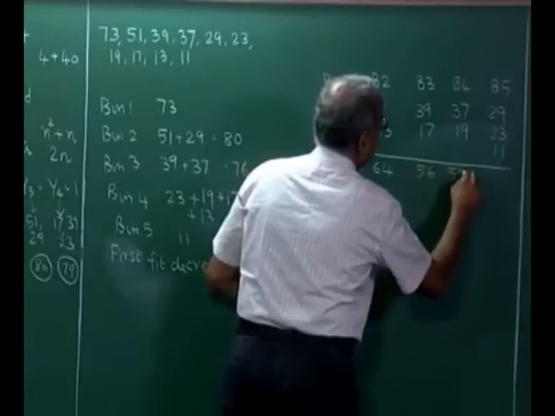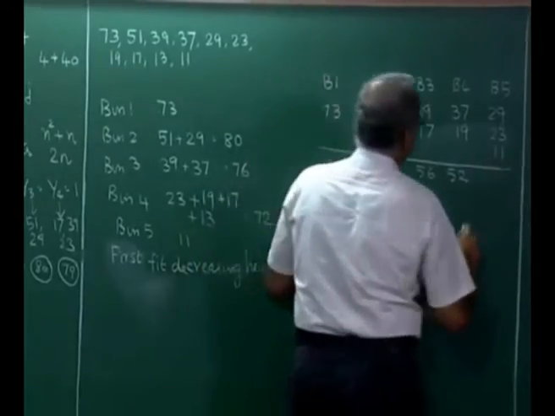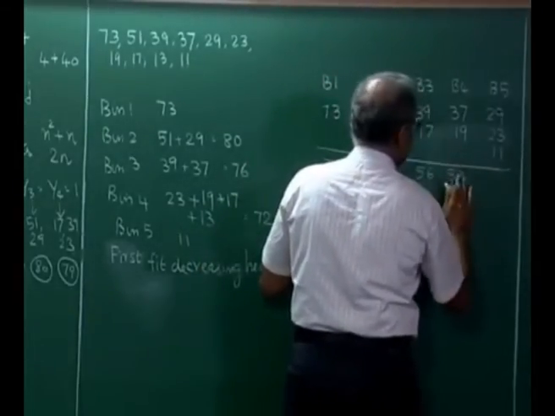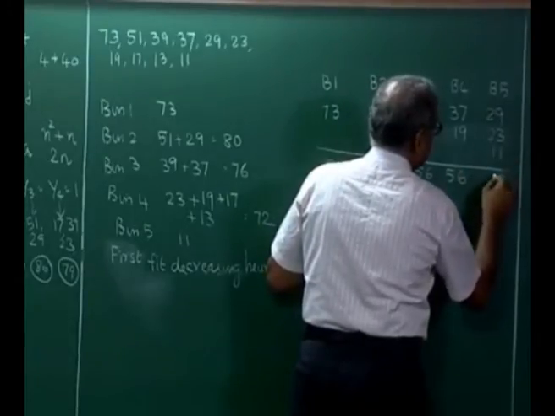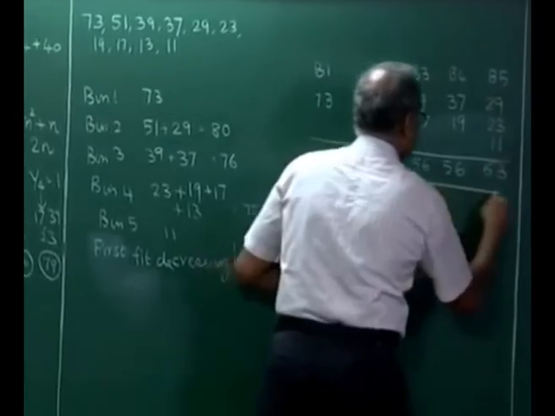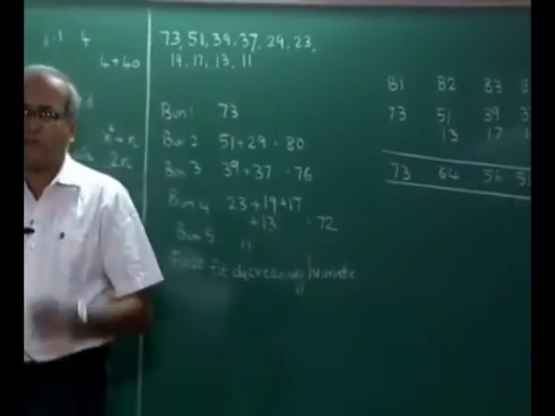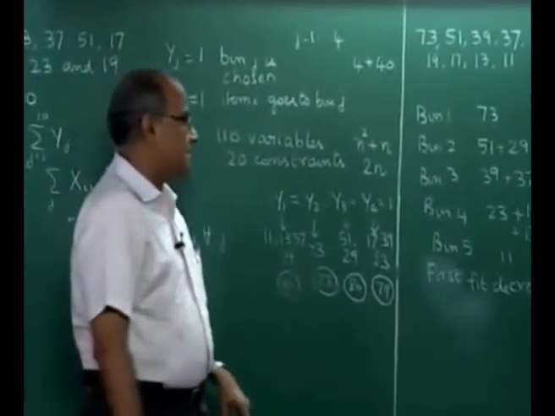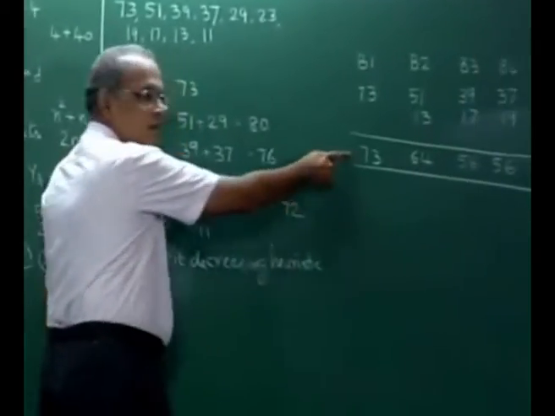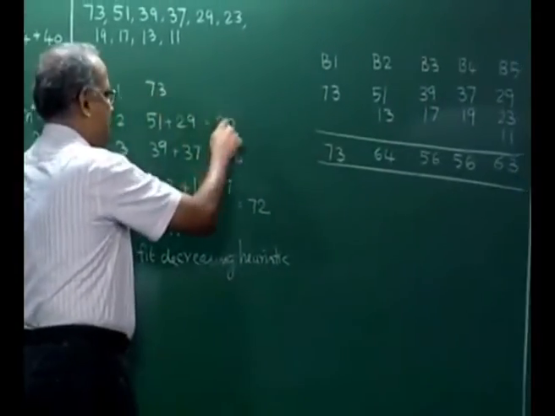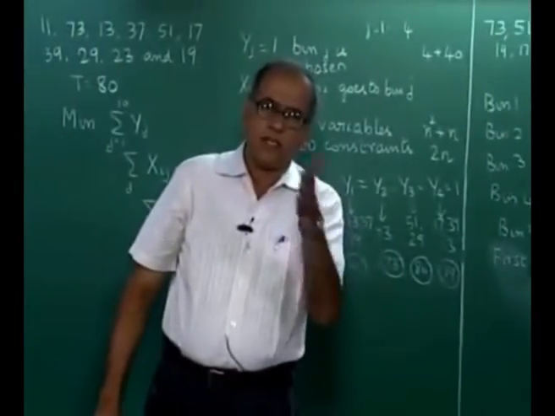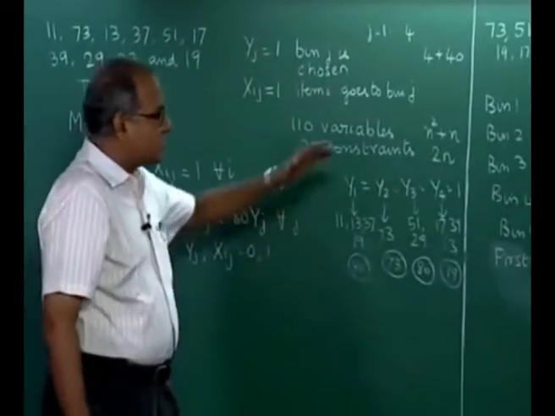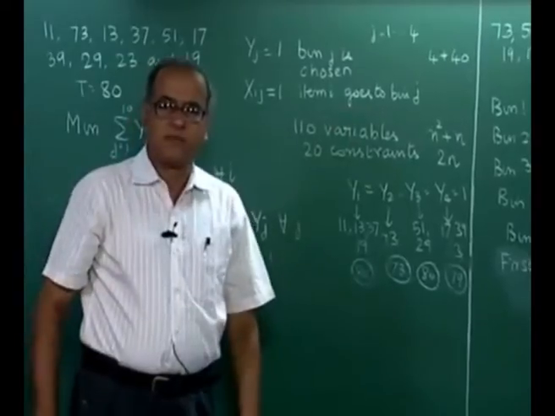and now the loads for 5 bins will be 73, 64, 56, 56 and 63. So now we have a solution. If we were to use 5 bins, then this is a solution with better load balance than this. So depending on the problem and depending on more than one objective, we can use suitable heuristics.